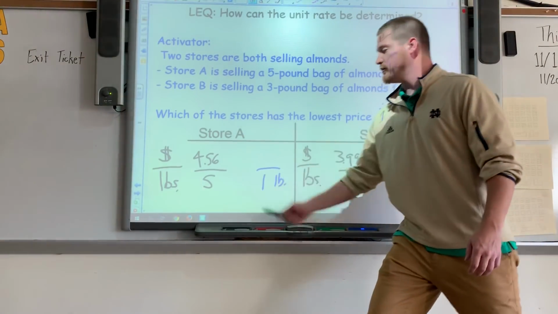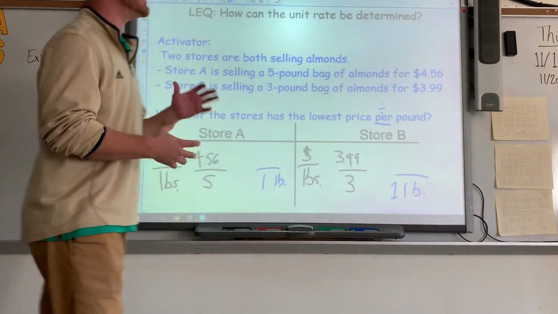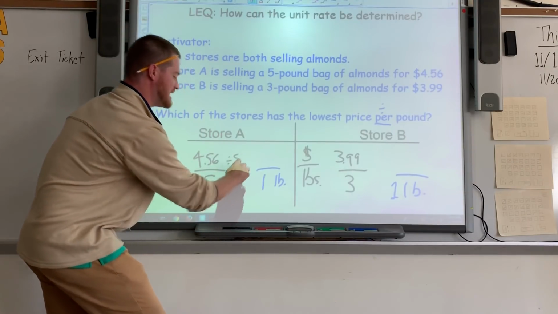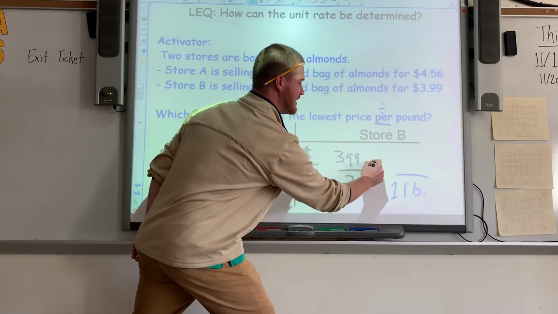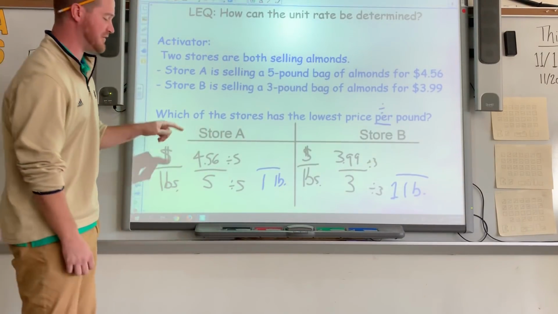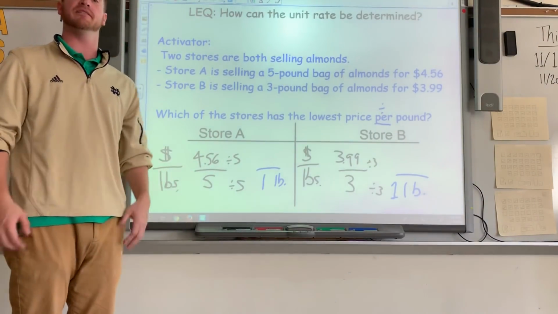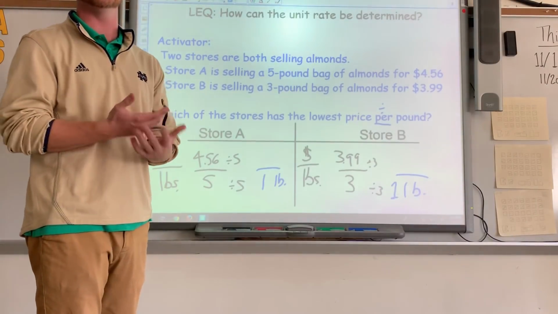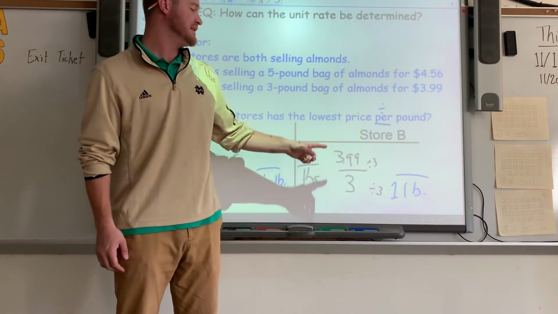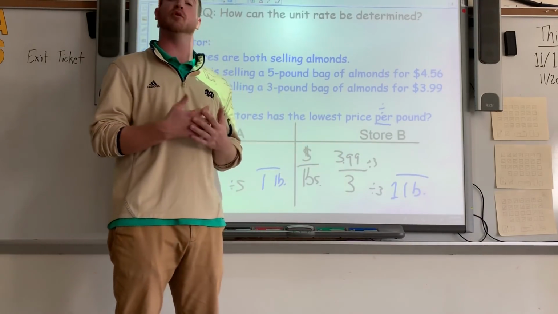So basically from 5 to 1, divide by 5, from 3 to 1, divide by 3. Now, using our estimating skills, we can already tell which one's going to be cheaper here. Let's take a look at our numerator and our denominator. Our numerator is actually less than our denominator here. So 5 divided by 5 would be 1. So anything less than 5 divided by 5 is going to give me an answer that's less than $1 per pound. Over here, my numerator is greater than my denominator. So 3 divided by 3 is 1. Anything greater than 3 divided by 3 is going to give me an answer that's more than $1 per pound.